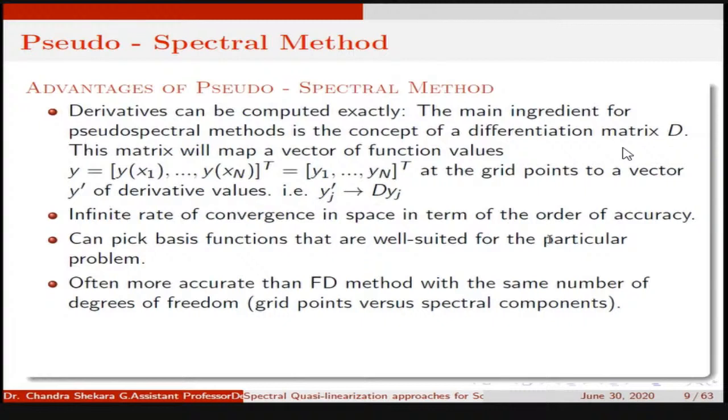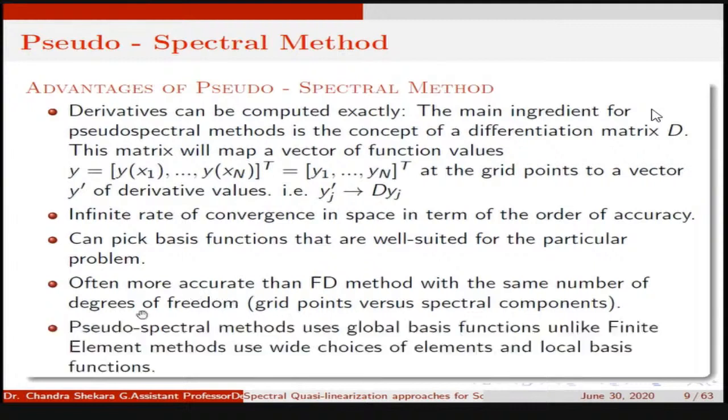So for each problem we can keep on changing these basis functions based on the requirement of the particular problem. And this method is derived from finite difference, and also it is a finite element method, so you can call it a hybrid method. Therefore, this is often more accurate than the finite difference method with the same number of degrees of freedom. The pseudo spectral method uses global basis functions, whereas the finite element method uses local basis functions. So this method is very similar to the finite difference method as well as the finite element method.